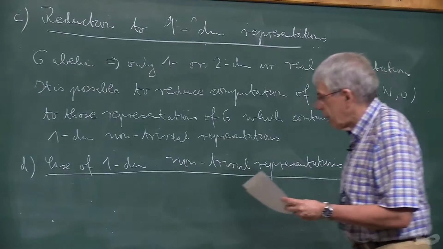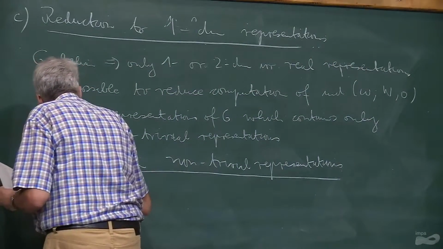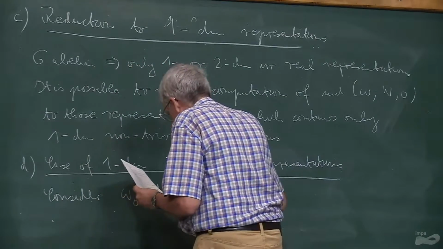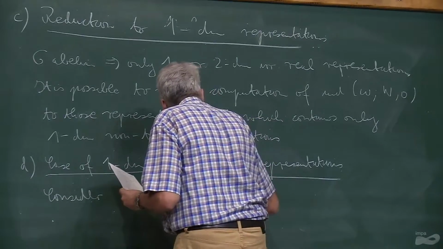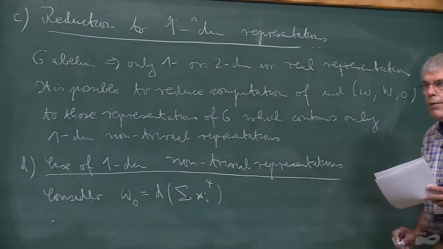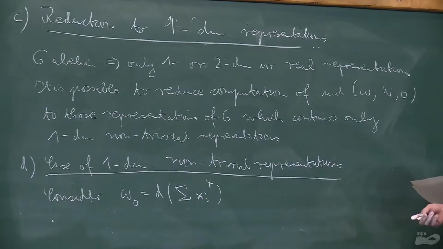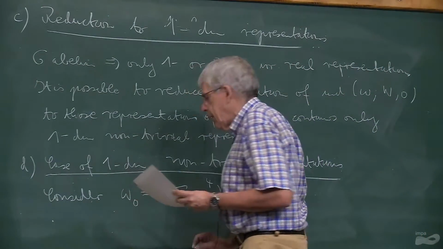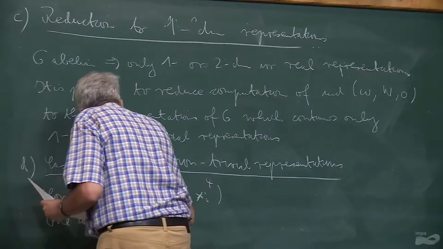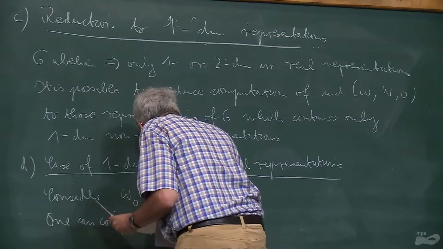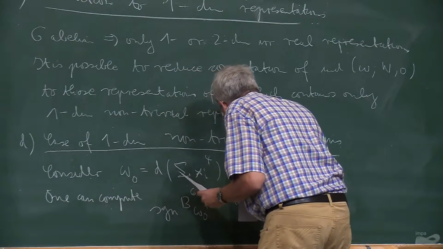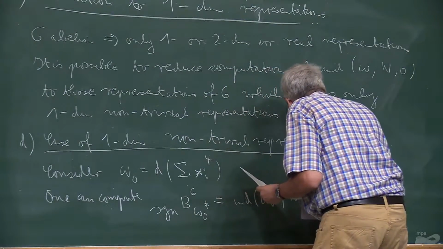And then we consider a special form, for which we can compute the index. Namely, we consider omega 0 equal to d of the sum over xi to the power 4. And this is positive on all non-trivial one-dimensional representations, and therefore it is a radial form, and one can compute that the signature of B omega 0 star of G is equal to the index of omega 0 at 0, which is equal to 1.